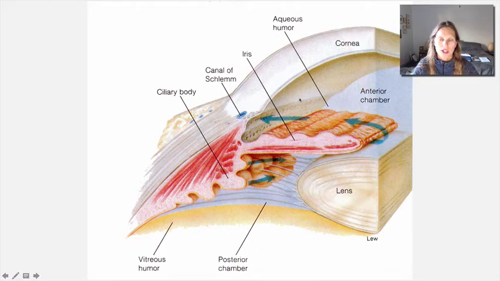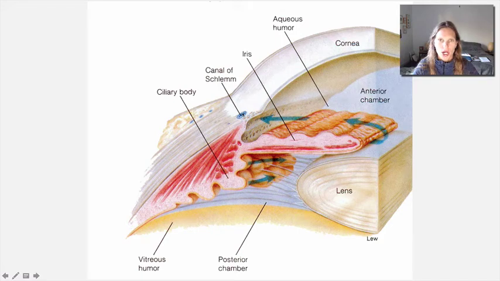And then it comes over here and it drains through this, there's a kind of mesh here called the trabecular meshwork. The fluid has to go through this trabecular meshwork, which is sort of like a sieve, and then through the canal of Schlemm right here, and then it goes from there into the venous system.